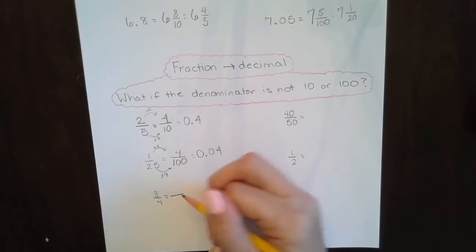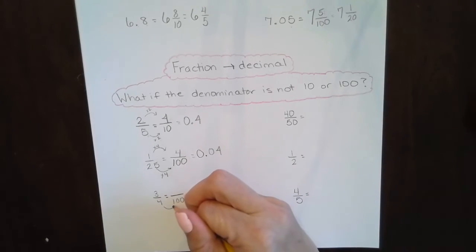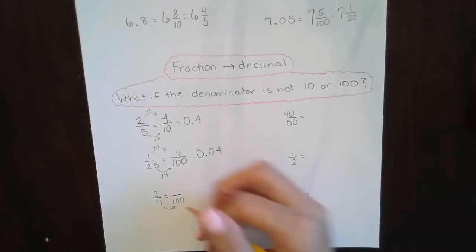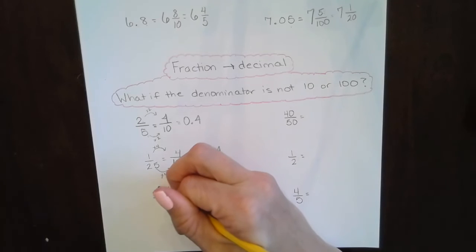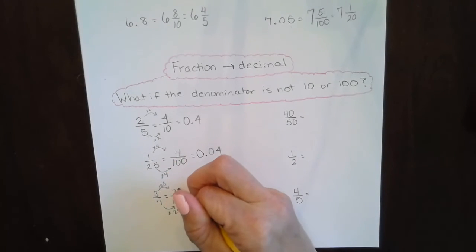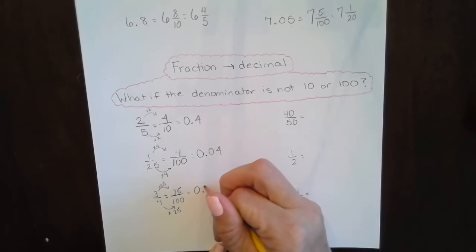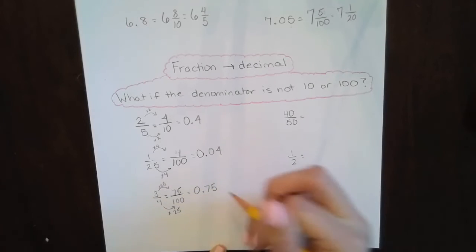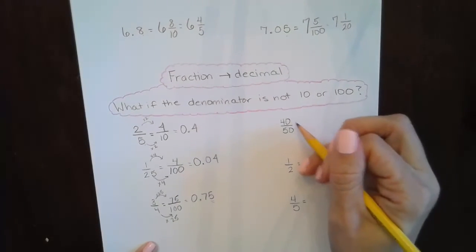And here I have 3/4. Okay. I can't change that into tenths. I can change it into hundredths. So 4 fits into 100 25 times. So I multiply the top also by 25, and I get 75/100ths. Okay. Now remember that it has to end in the hundredths place. So here you're fine just putting 0.75 because it pushes it out to the hundredths place already.